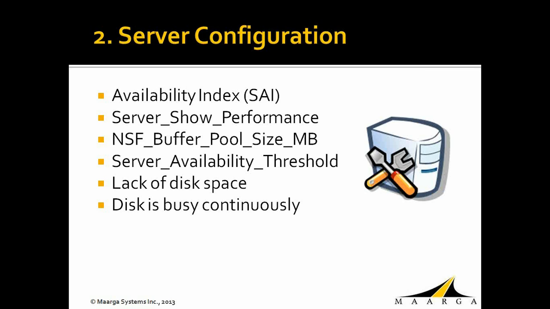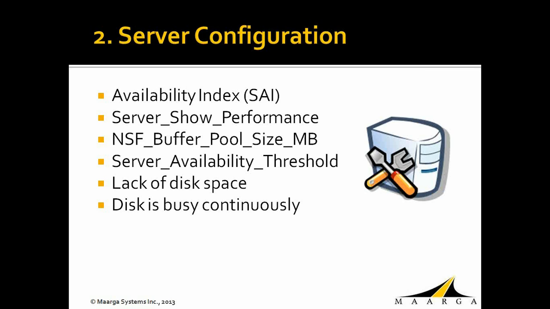There is a statistic called server show performance that shows how the server is performing. There is an NSF buffer pool size, which gives you how many MB of data amongst the applications the server needs to cache in or keep as a buffer, so that every time that particular data is accessed, it can be retrieved faster.